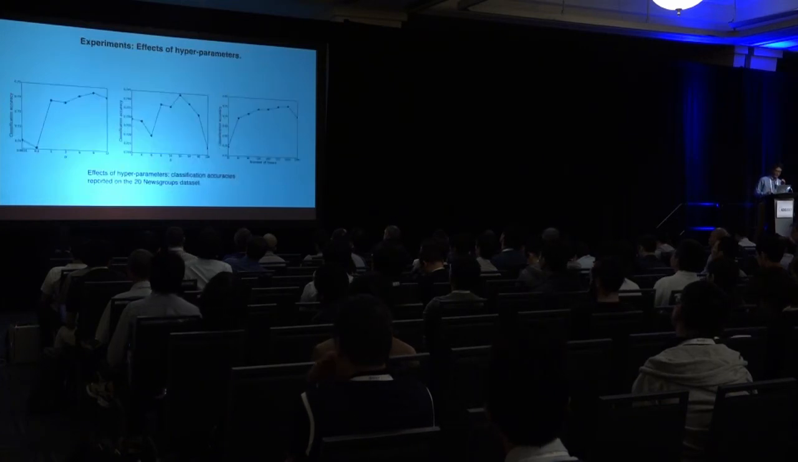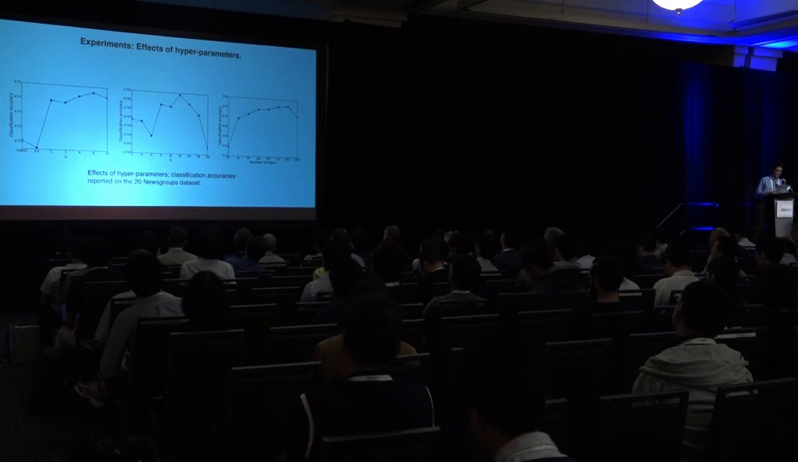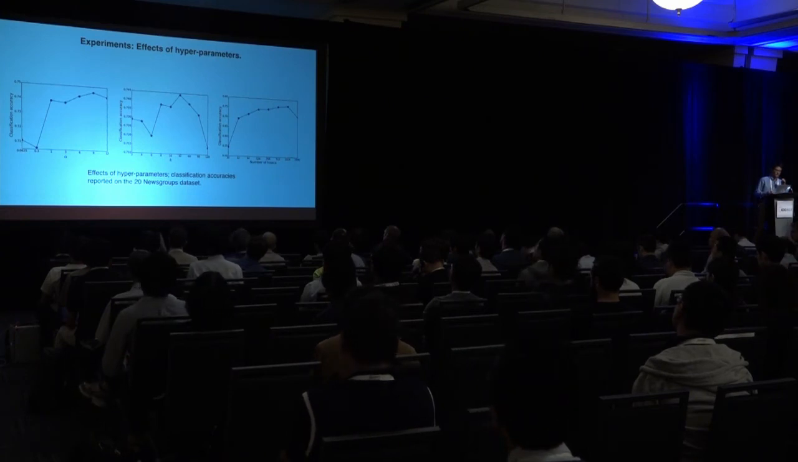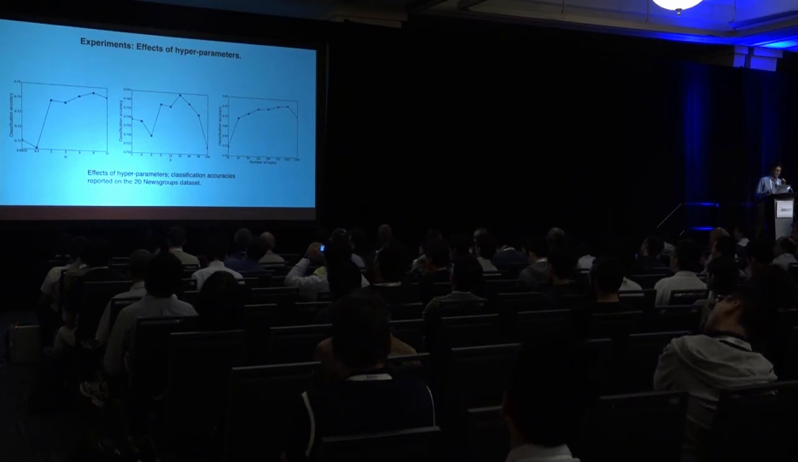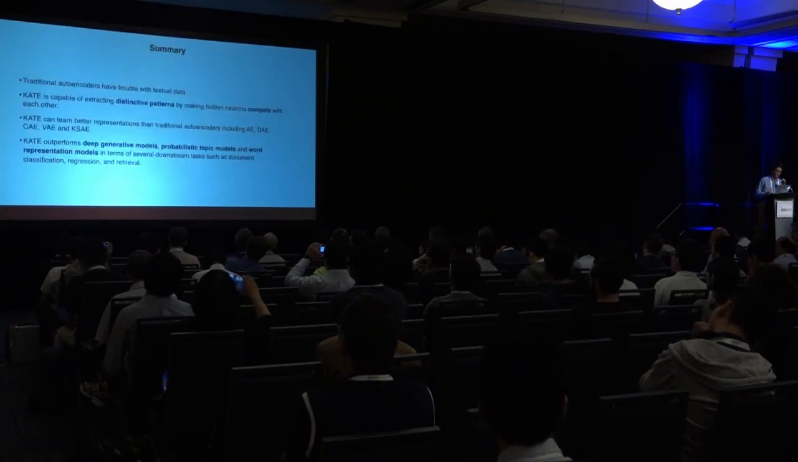So finally, we study the effects of various hyperparameters in KATE that we can play with. And we found the number of topics, K, and alpha are important hyperparameters that we should tune.